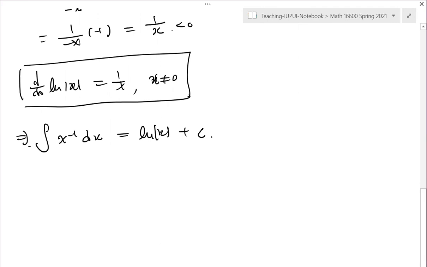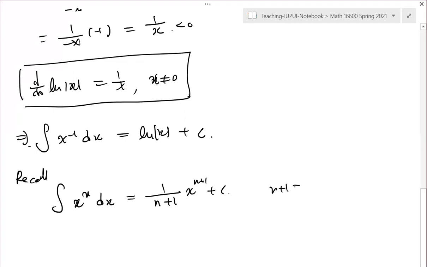All right. Now recall the antiderivative of x to the n. You will see that the formula says it's 1 over n plus 1 times x to the n plus 1, plus constant. But remember, n plus 1 cannot be 0. Then what happens when n plus 1 equals 0? That means when n equals -1, the antiderivative will be natural log of absolute x.